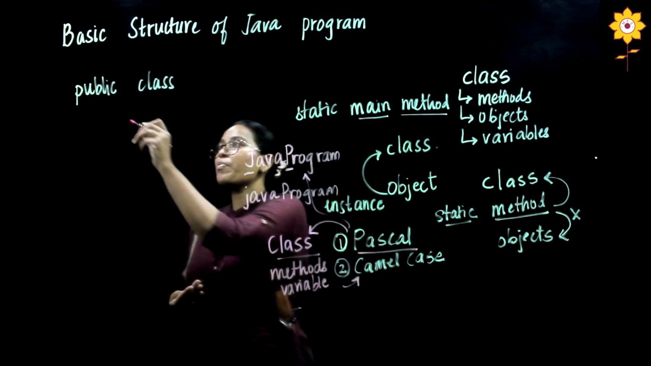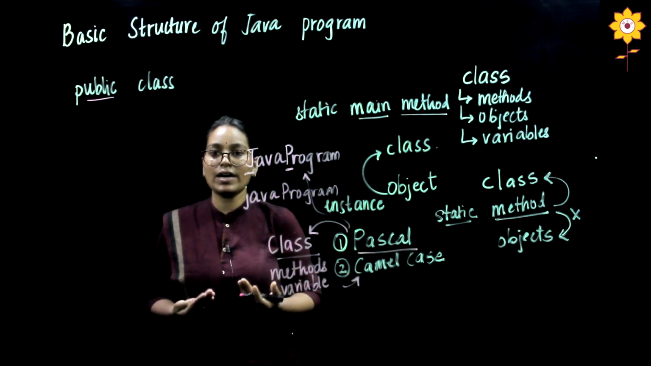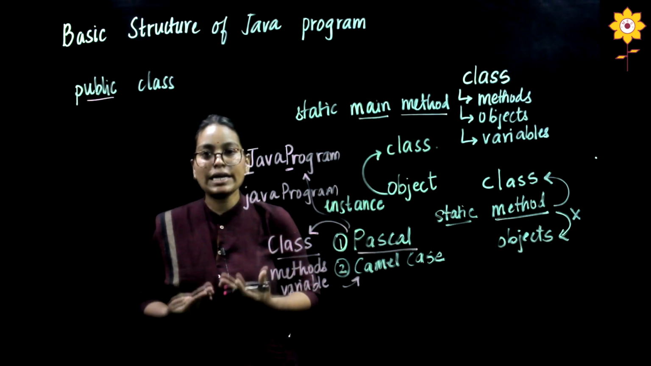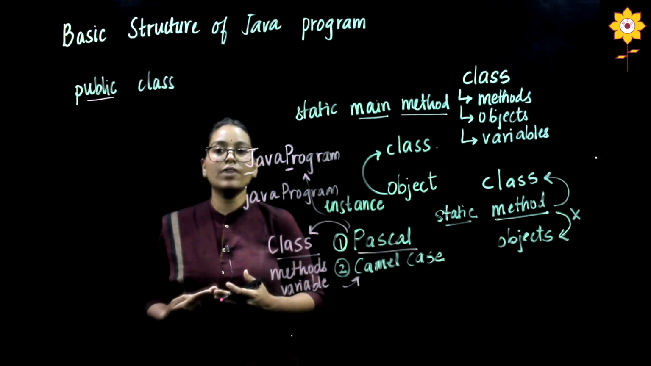Now, this public is a keyword. It basically is an access specifier. It specifies that the class that we are creating is a public class. Okay? It can be accessed publicly. That is why we write the keyword public.